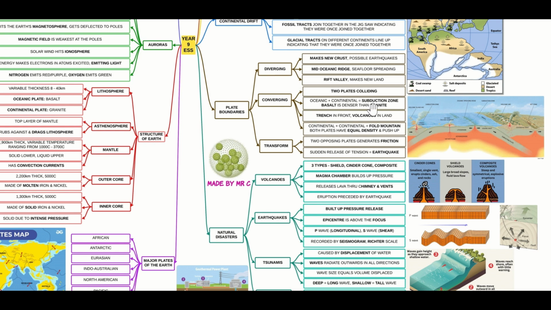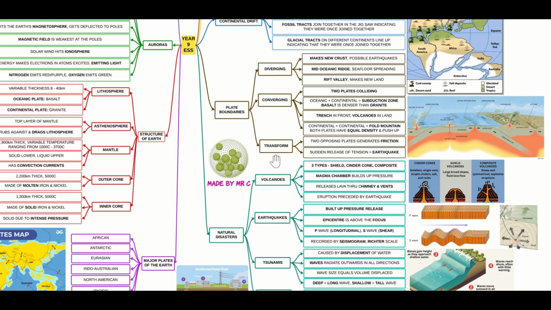With converging, this is where 2 plates are colliding. If we've got an oceanic plate and a continental plate, it forms a subduction zone because basalt is denser than granite and therefore subducts underneath the continental plate. A trench forms in front of the land and volcanoes are formed inland. When a continental plate and a continental plate, or an oceanic plate and an oceanic plate meet, because they're of equal density, fold mountains are formed as the crust pushes upwards.